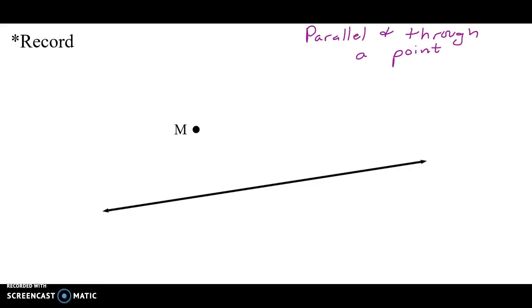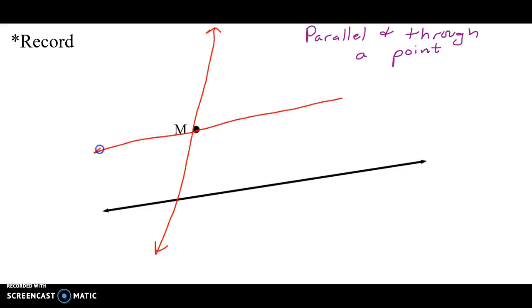I'm going to show you the plan first, so don't do anything yet, don't write anything down. The first thing we're going to do, we're basically going to create a transversal. And then we're going to do a construction we've already learned before. We're going to copy an angle. I'm going to take this angle right here, and I'm going to copy it up to angle M.